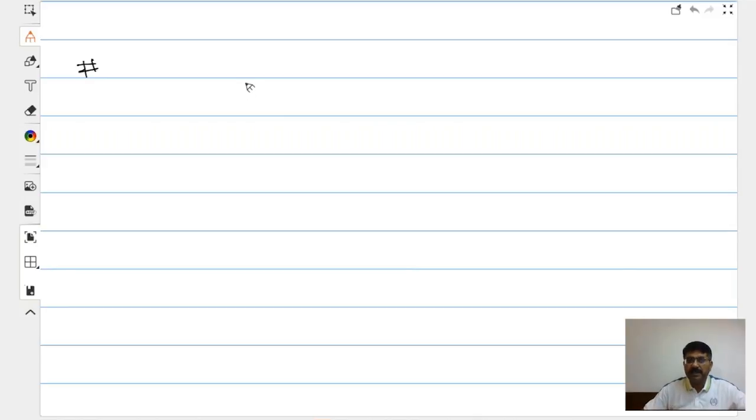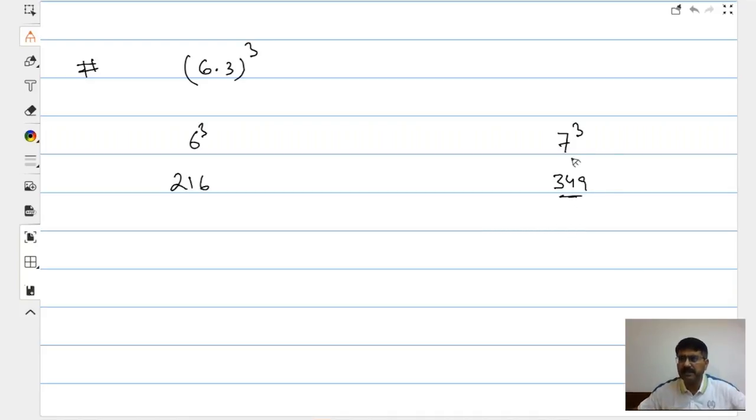This is all related with the schemes. Say, I solve like that. I have to calculate, say, 6.3 ka cube. Correct? So, 6 cube, please help me out. If I do not know it, check it. And 7 cube is, please check it. I do not remember 7 ka cube. Check it. 343. Let me correct. 343.